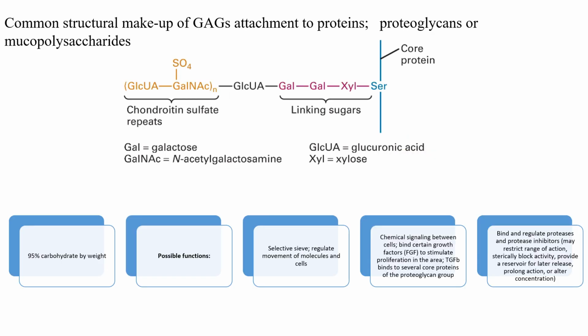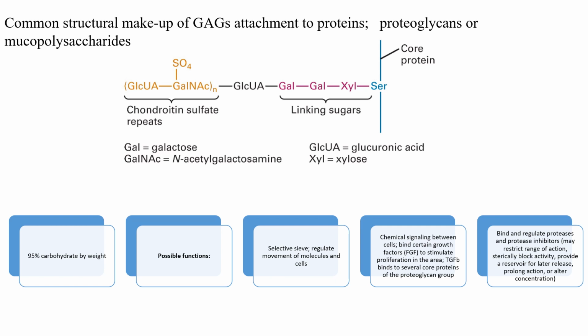Further, talking about the common structural makeup of the GAGs attachment to proteins, proteoglycans or mucopolysaccharides. The biosynthesis of glycosaminoglycans is initiated, with some exceptions, by adding the reducing end of xylose to the serine residue of the core protein. Sometimes also, threonine may accept the xylose. The reaction is catalyzed by a suitable enzyme, xylosyl transferase.